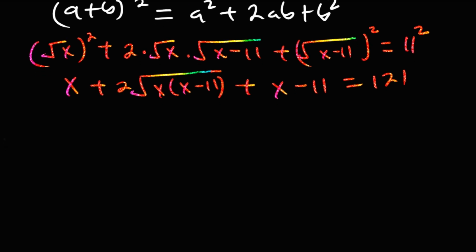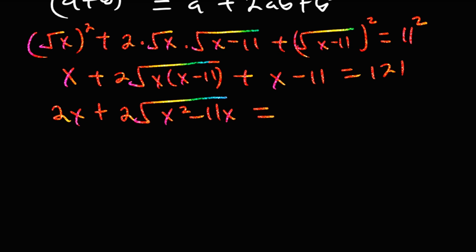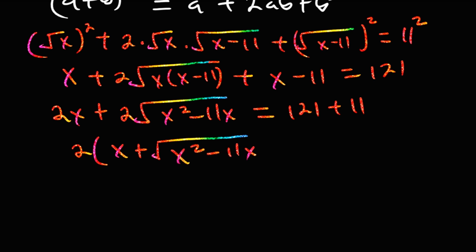So we can collect like terms. So we have 2x plus 2 into the root of x squared minus 11x. Then we can take this 11 to the right, so that's equal to 121 plus 11. Then on the left hand side, you can see that 2 is common, so we can factorize so that we have 2 times x plus the root of x squared minus 11x, and that's equal to 121 plus 11, which is 132.